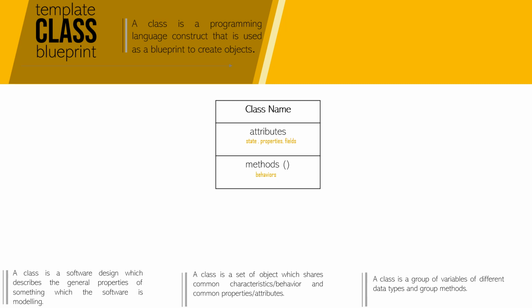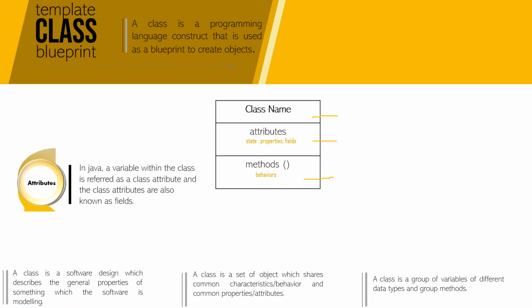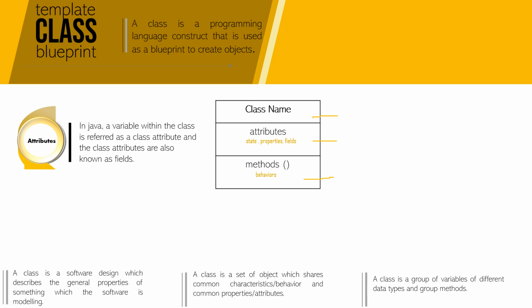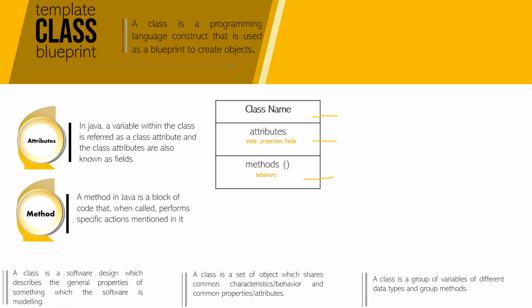The diagram has three parts. So the class name, next, attributes, and methods. So in Java, a variable within the class is referred to as a class attribute. And the class attributes are also known as fields, state, and properties. While method is a block of code that when called performs specific actions mentioned in it.